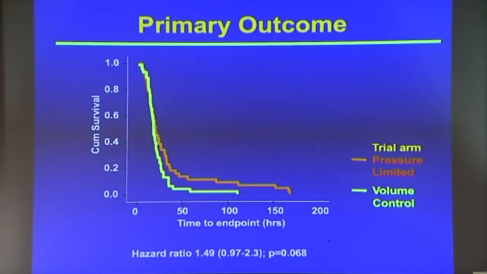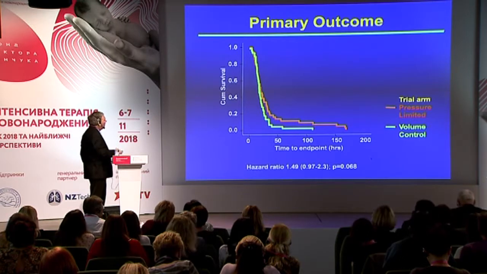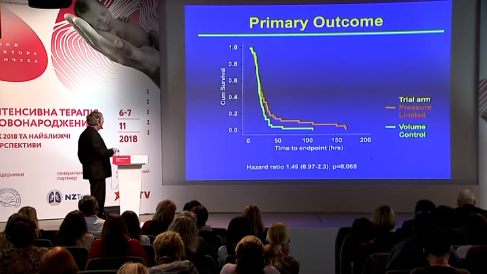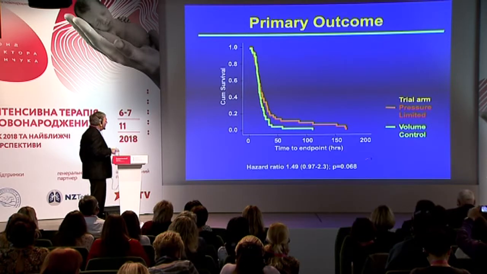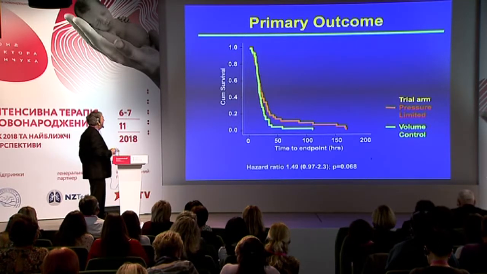And here are the primary outcomes. This was the time to reaching the endpoint. In green is the volume control group. In orange is the pressure limited group. This difference for the entire group did not quite reach statistical significance, but clearly there's a trend here among the volume-controlled babies.